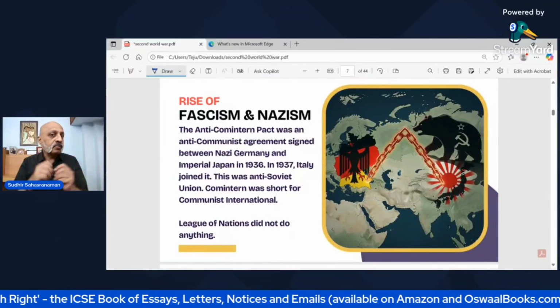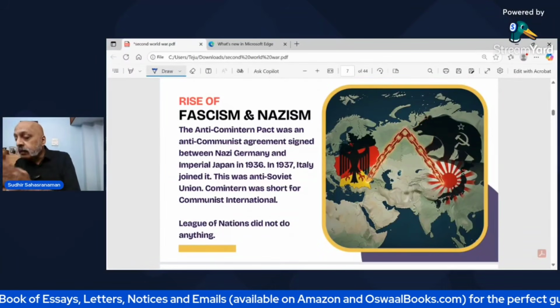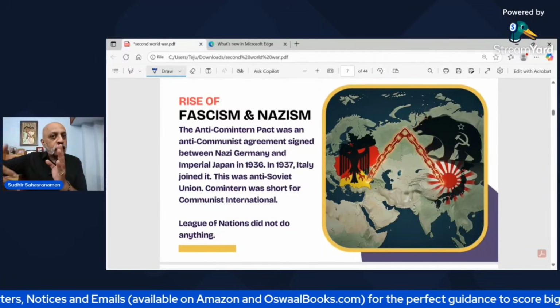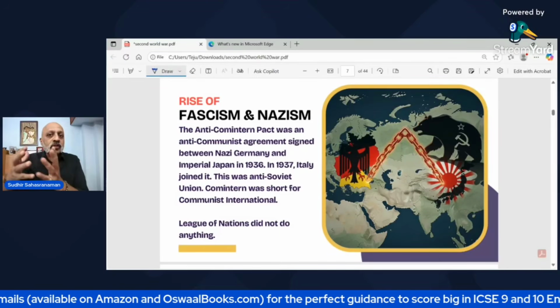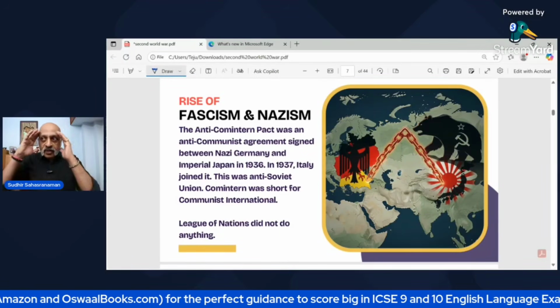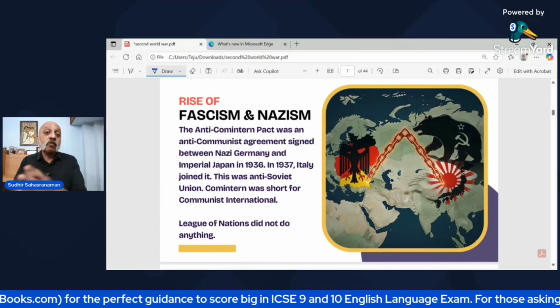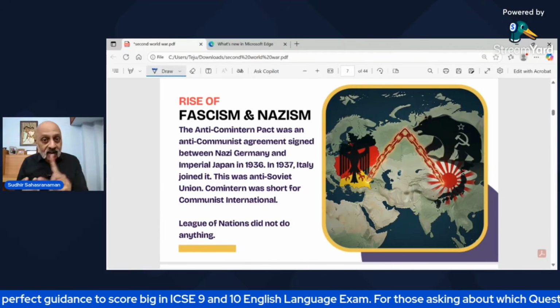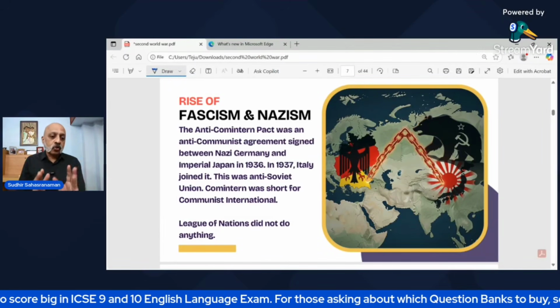Now, this may not technically be in your textbook, but it's always important to know the rest of the things so that your understanding is better. And when your understanding is better, your answers will look that much better. So don't mug it up, just understand it as a story.